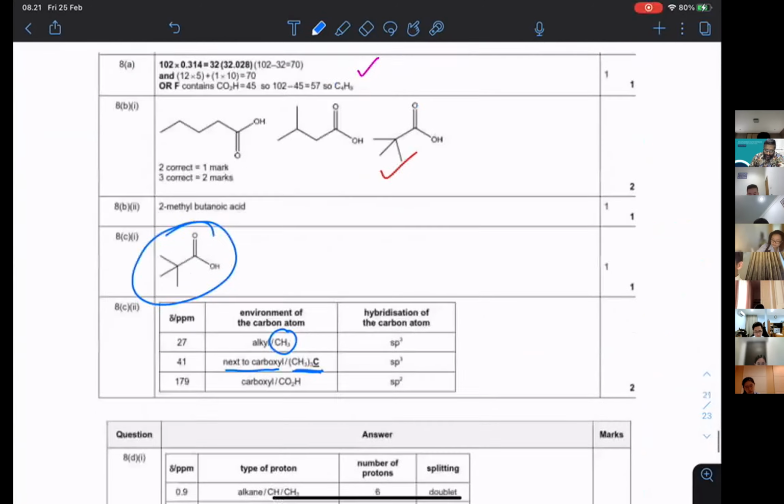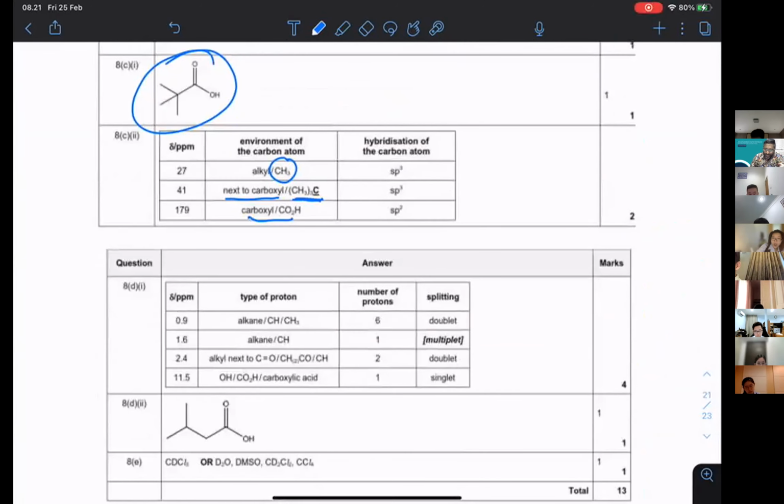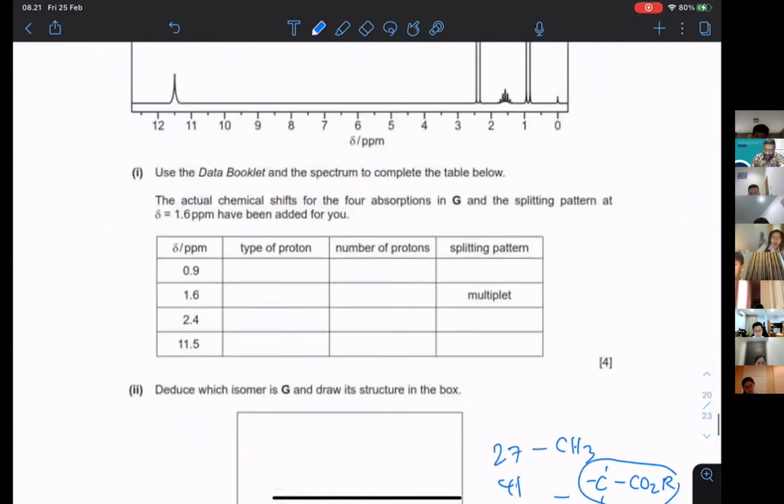And then, okay, the last one is the carboxyl group. So which is going to be the one that I mentioned also, this carbon, sp2.